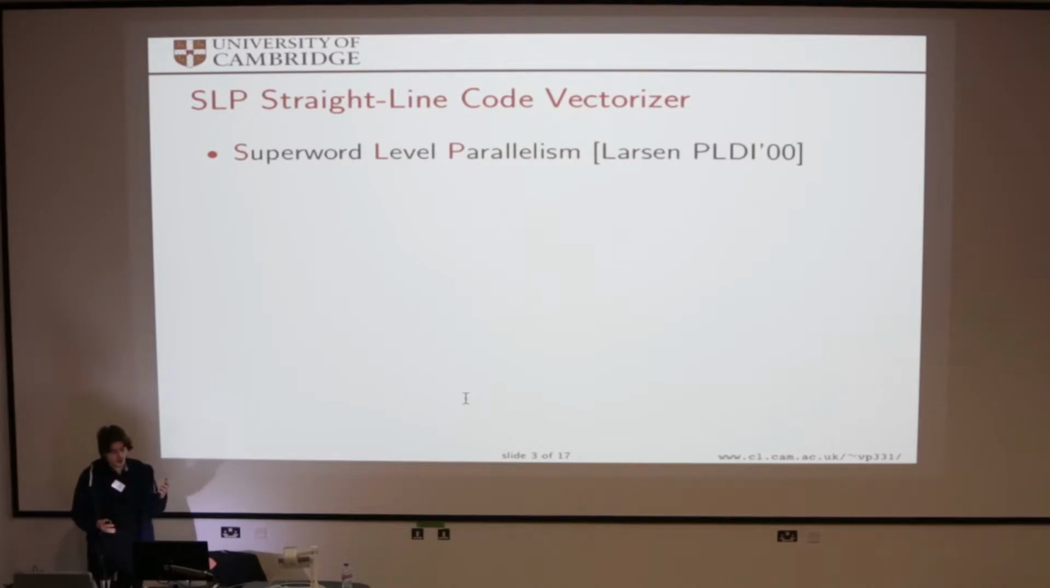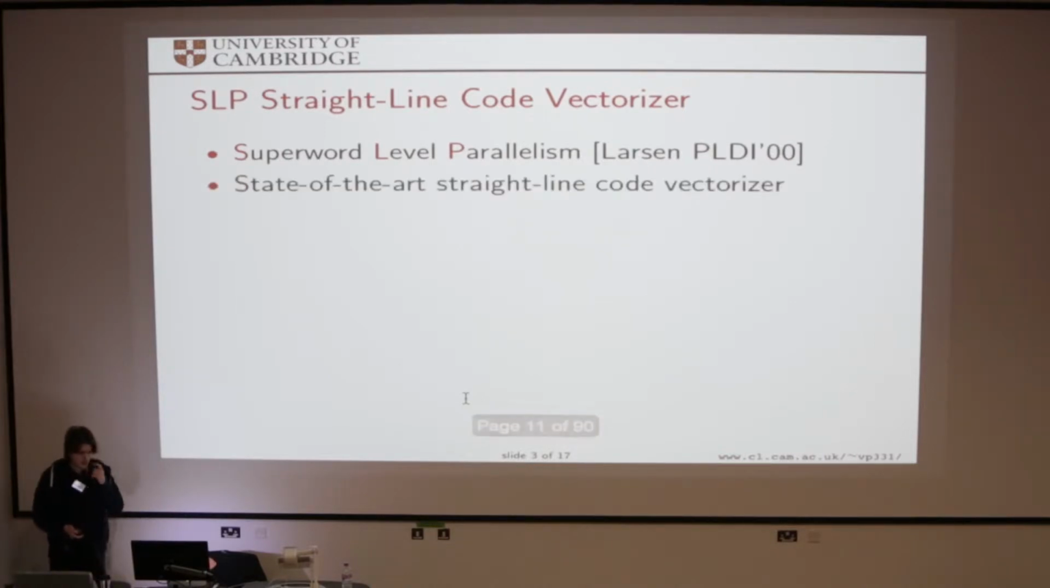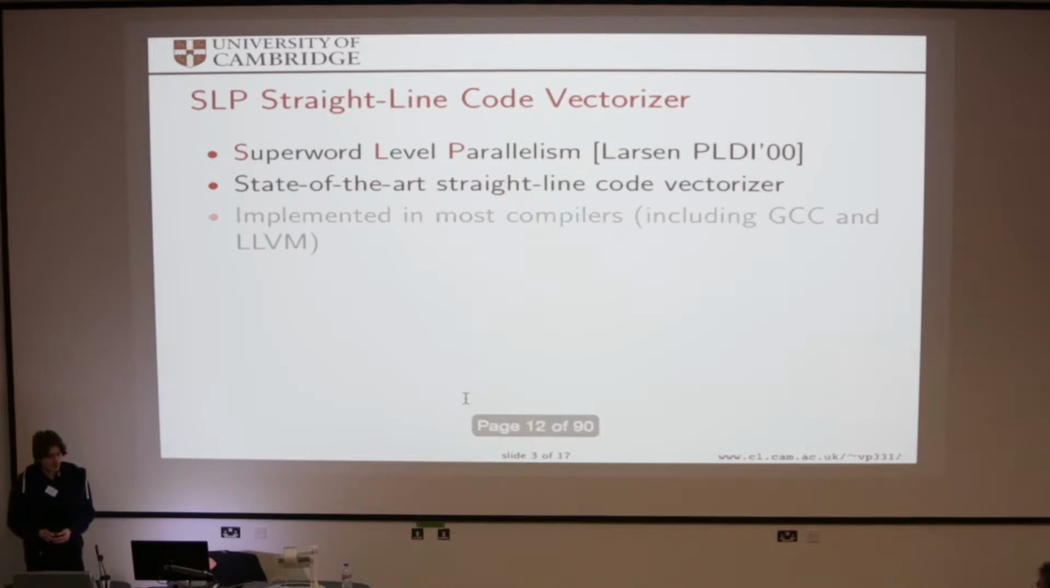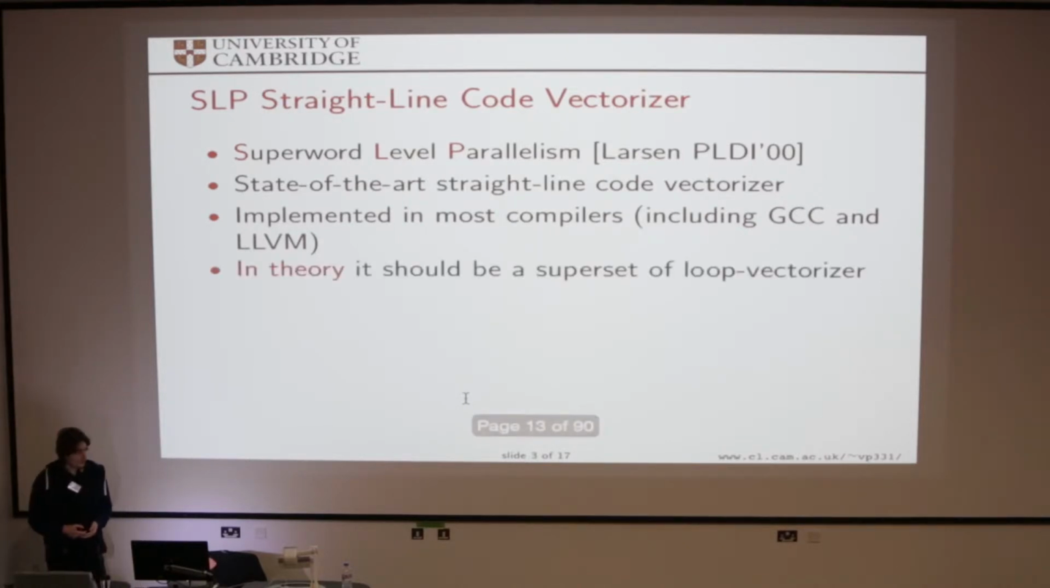Our work is called PSLP. P stands for padded, and SLP is superword level parallelism. It was first introduced in a PLDI paper in 2000. It is a straight line code vectorizer. It's been implemented in several compilers, including the open source ones, GCC and LLVM. And in theory, it should be a superset of the loop vectorizer.